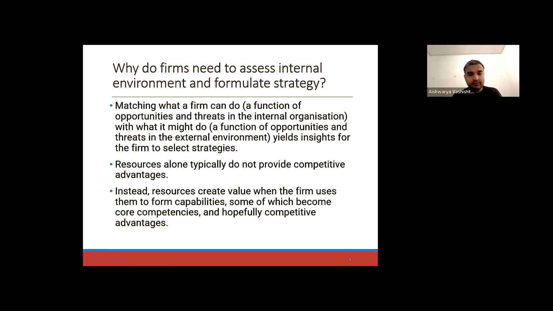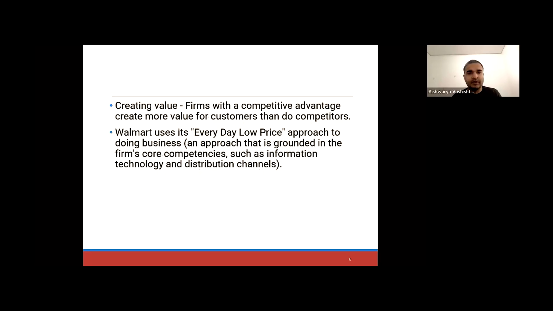So we have to convert our resources to capabilities and then capabilities to core competence. Like Walmart uses its everyday low price approach. It has resources, that it has very good IT structure, very lean supply chain, and then it converts that resource into its capabilities and then core competency through EDLP or everyday low price.